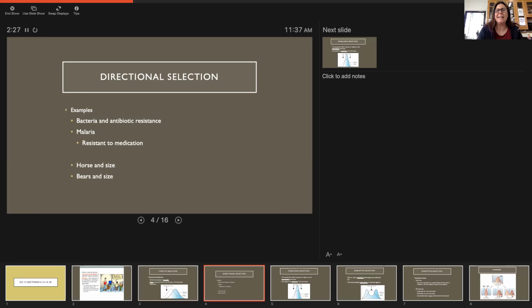Some examples are bacteria and antibiotic resistance. As you know, we are selecting for bacteria that tend to be able to survive certain antibiotics. Those are the ones that survive. They pass that mutation on to their offspring, and then they survive the antibiotics. And now we have bacteria that are antibiotic resistant.